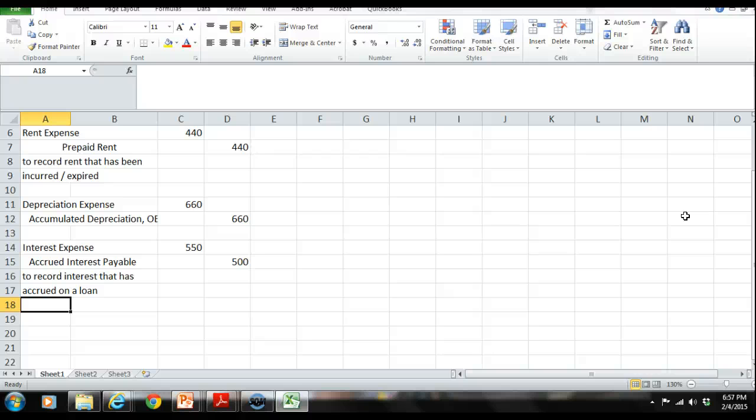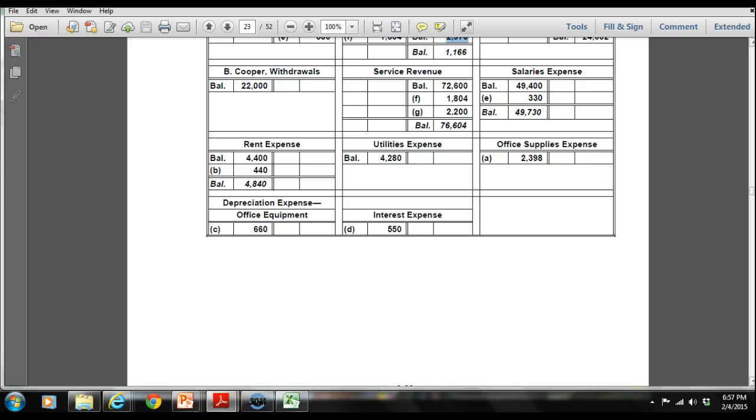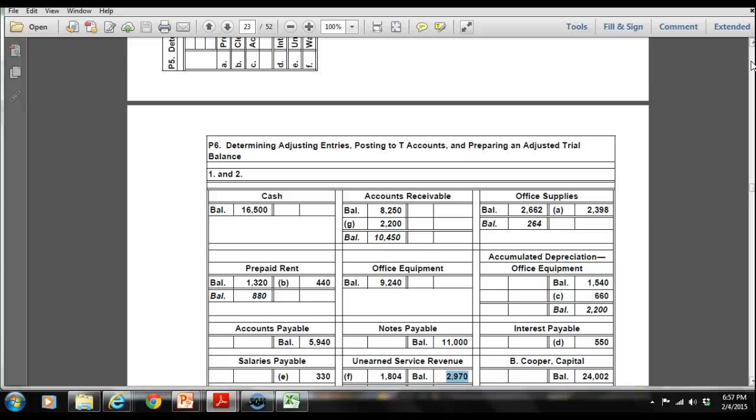Now we're going to post them. We're going to go down to the T account that says interest expense, and we're going to debit it. We're going to put a D and then a debit for $550. Then our payable should be in the middle here. I called it accrued interest payable. You can just call it interest payable. I should have known better.